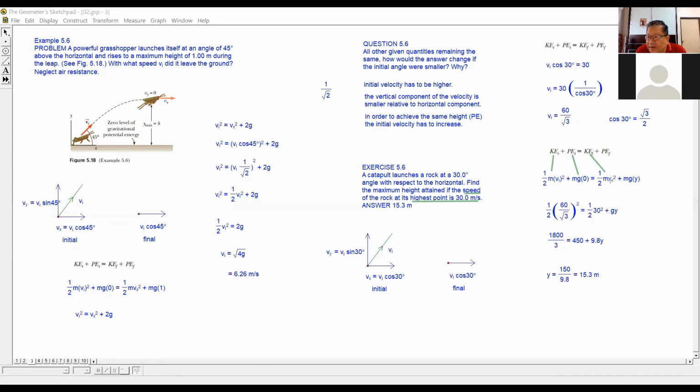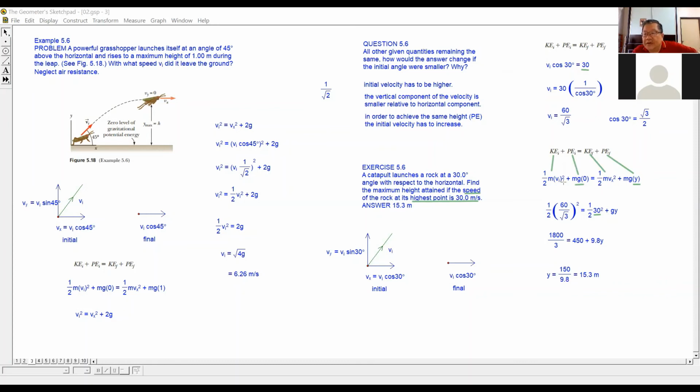This vx is actually 30. Okay, then the maximum height we don't know. We call it y. So this is the potential energy finally, mgy. Initially it is 0, finally it is mgy, the potential energy. Kinetic energy initially is half mvi squared, finally is half mvx squared.